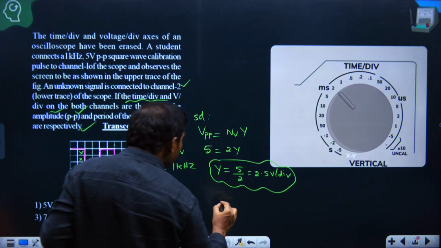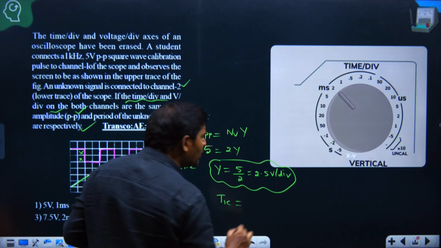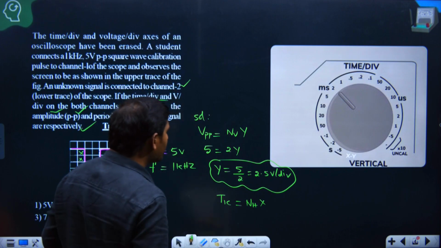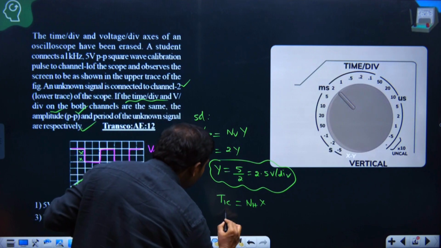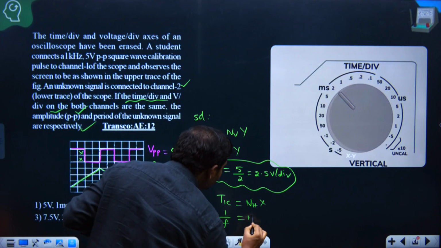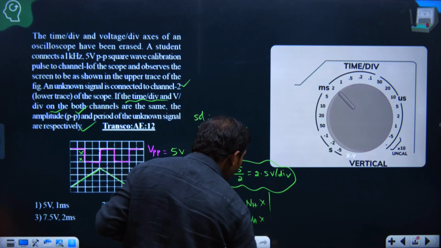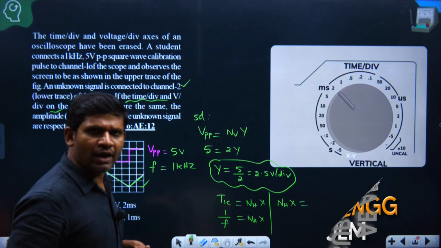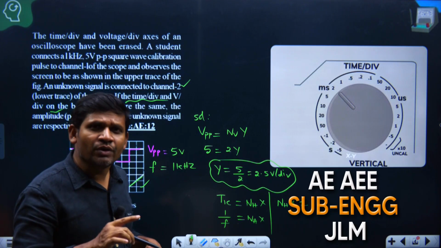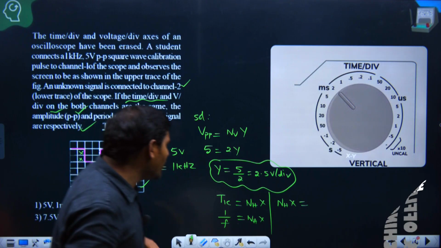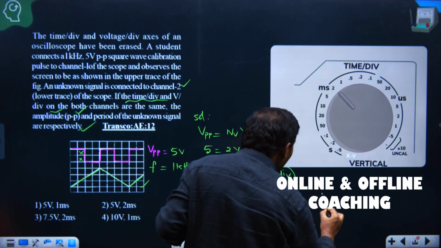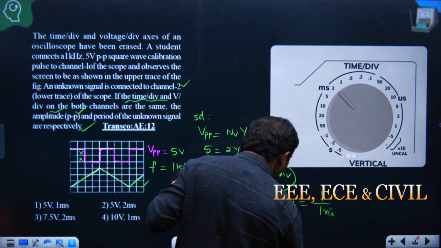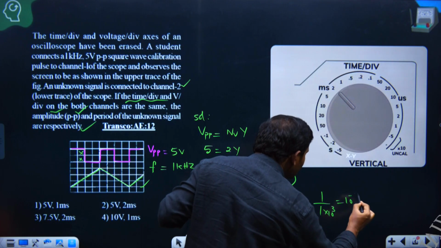Then what is the formula for time period, students? Generally the time period is calculated for 1 cycle. Then the 1 cycle time period T1C equals NH into X. But instead of time period, here the frequency is given, so I am writing 1 by F equals NH into X. From this you have to calculate the X setting, also called the horizontal setting or sweep setting. These are the different names. Then NH into X equals 1 by the frequency. How much frequency is given? 1 kilohertz, 1 into 10 cube, that is 10 power minus 3.